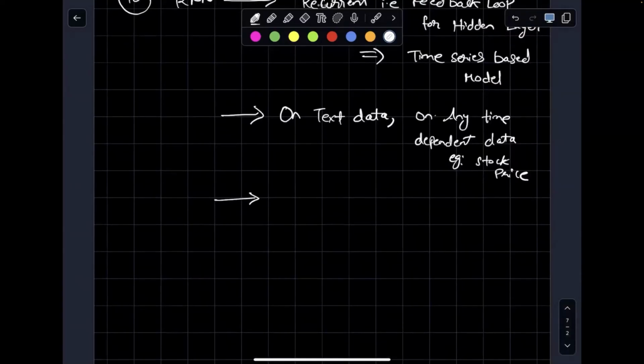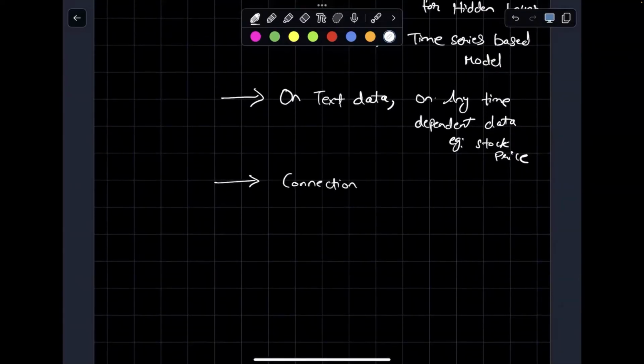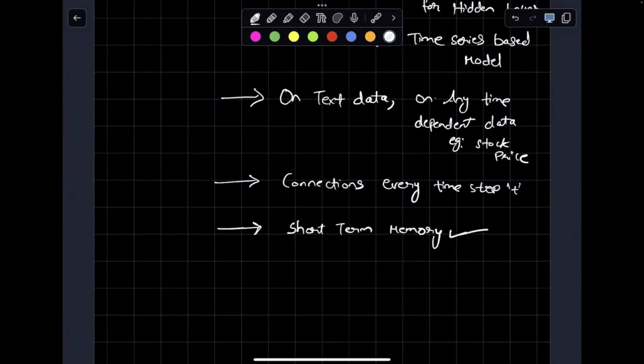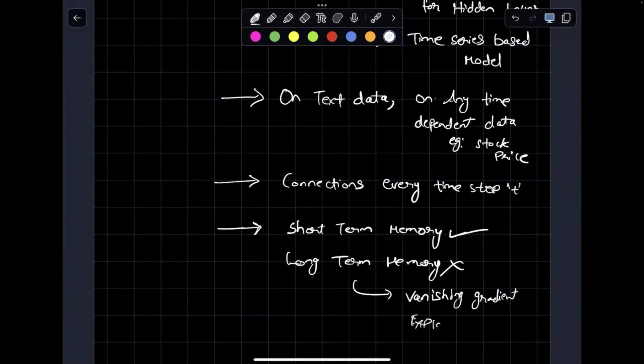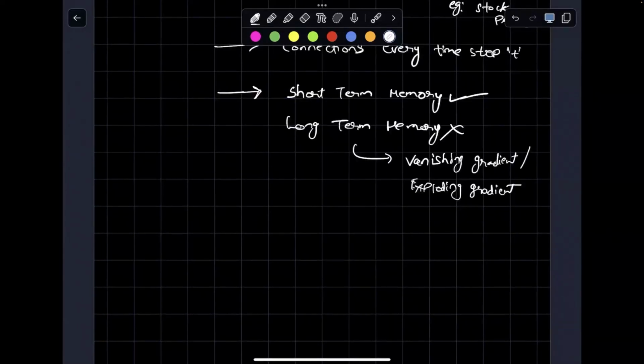Okay, and we have also seen how the connections are at every time step. It is important. I'm not drawing the architecture here because I've already drawn it many times, so just imagine how it is. Also, the downside of this is it is good for short term. Short sentences, it is good. Long term memory, it will fail due to vanishing gradient and exploding gradient.